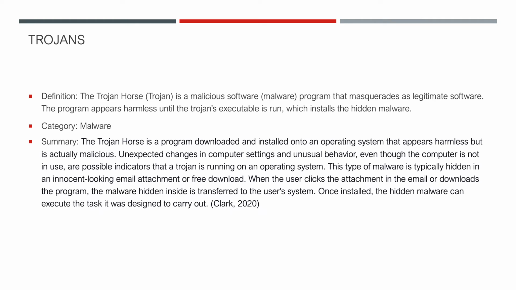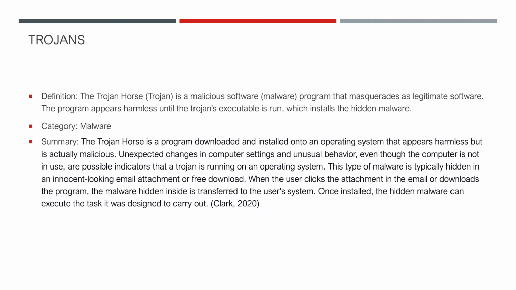Trojans. A Trojan is a malicious software program that masquerades as legitimate software. Think of the Trojan horse and the soldiers that were inside of that. The program appears harmless until the Trojan's executable is run, which then installs the hidden malware. The Trojan horse is a program downloaded and installed on an operating system that appears harmless but is actually malicious.